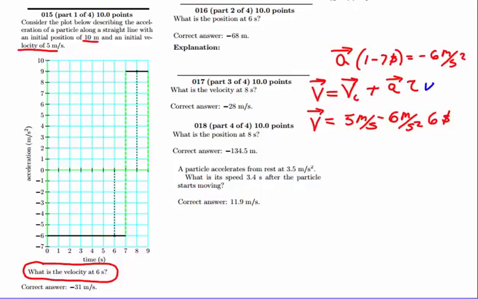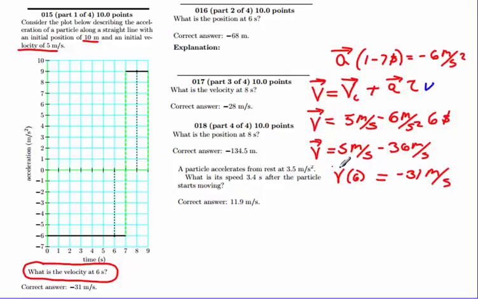When I do that, I will get v is equal to 5 meters per second minus 36 meters per second, and that will give me -31 meters per second. So that'll be my velocity at 6 seconds.